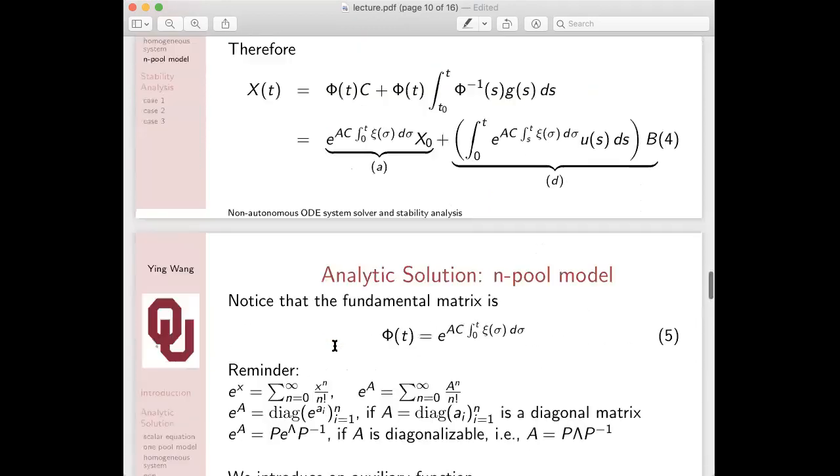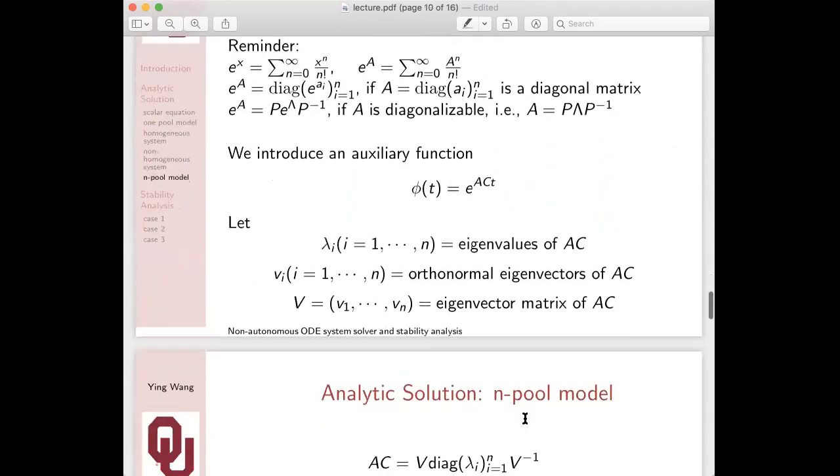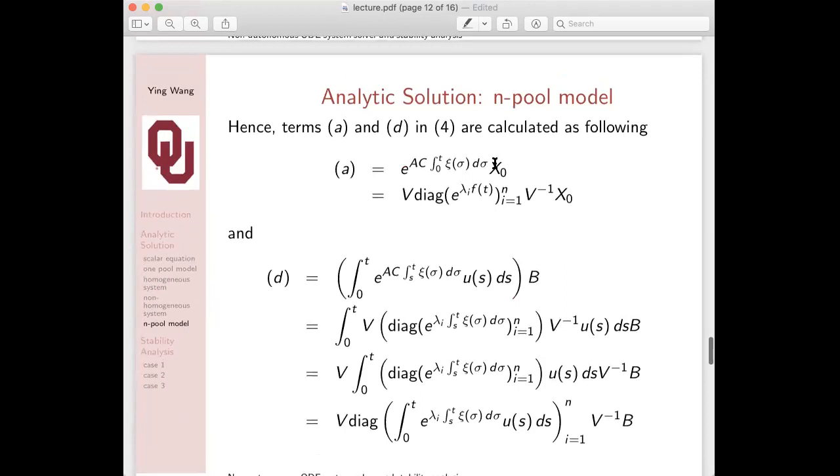So the solution formula here, that's the solution formula for our N-pool model. It has two parts, term A and term D. Term A is e^(At) times x naught, and term D is e^(At) times this integral here. For term A, it's simple, it's just e^(At) times x naught.